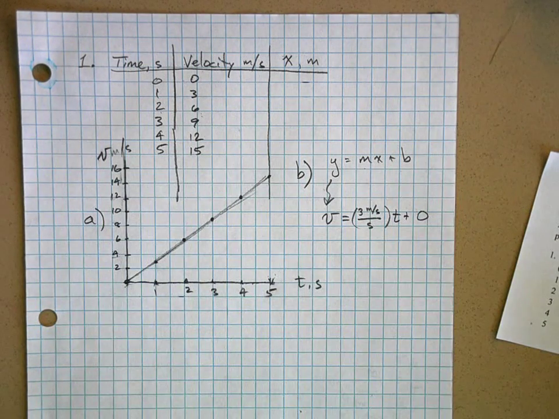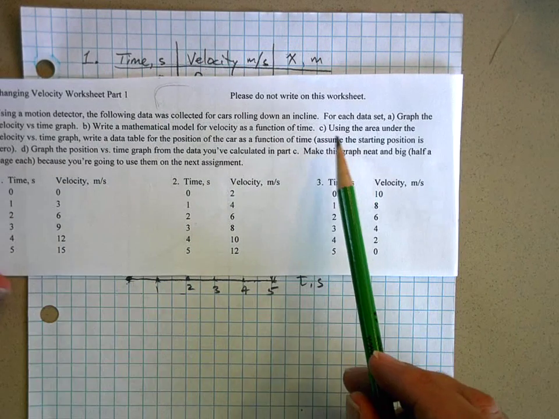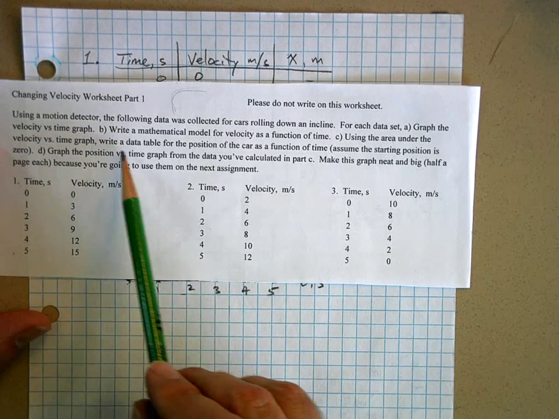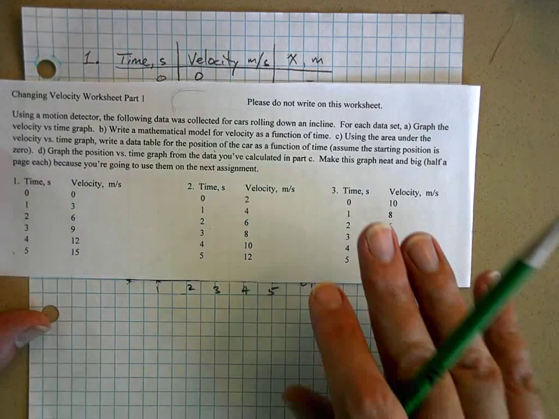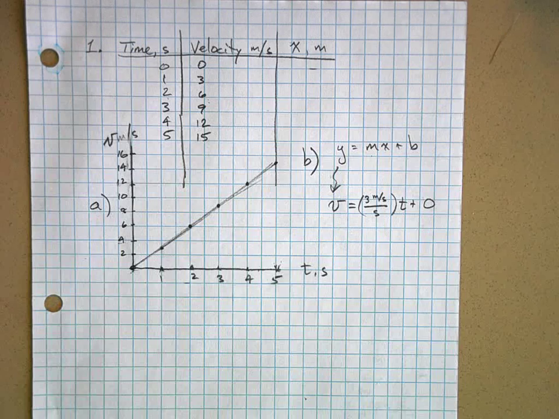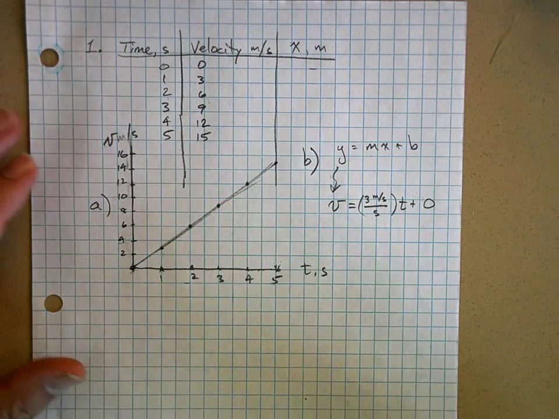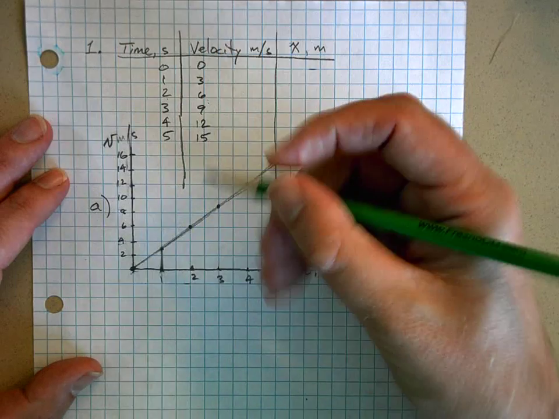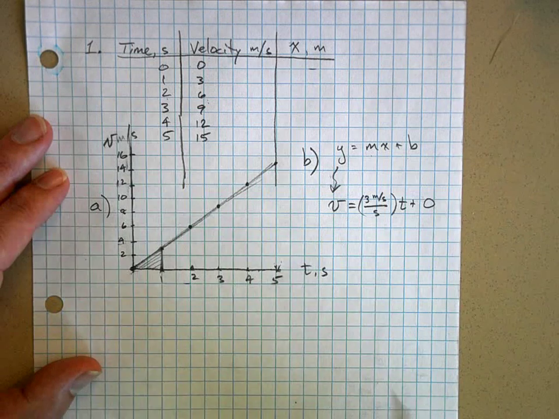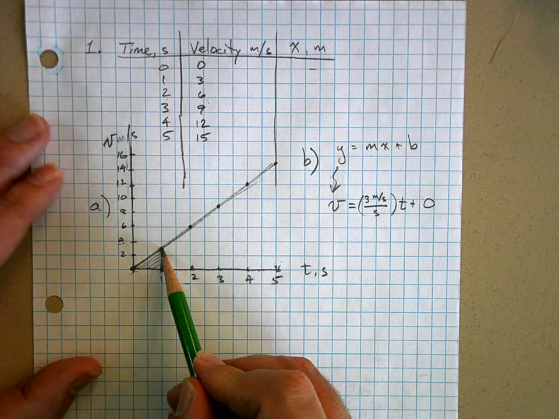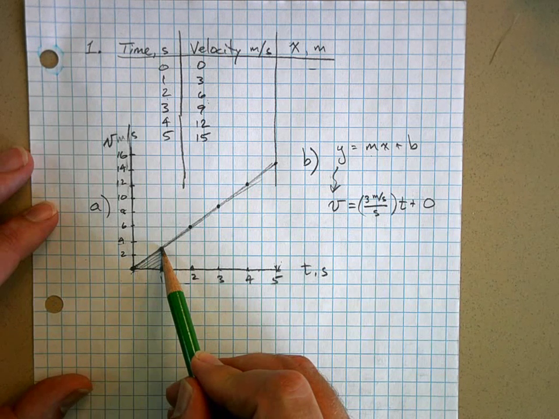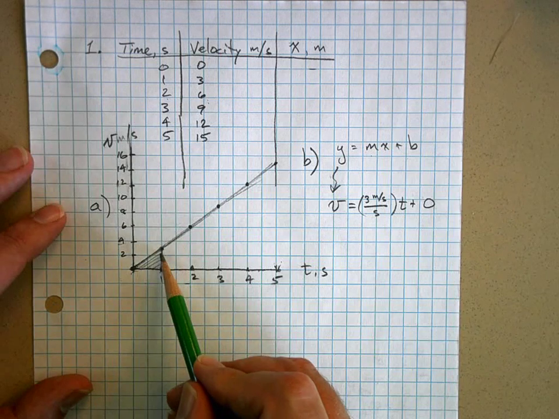Then for part C, it says using the area under the velocity versus time graph, write a data table for the position of the car as a function of time. Now I'm going to do it a little bit differently than I did in the video, because this will work no matter what the velocity graph looks like. Look at 1 second. What's the area of this little triangle? Well, it's 1 times 3, base times height divided by 2. 1 times 3 is 3, divided by 2 is 1.5.